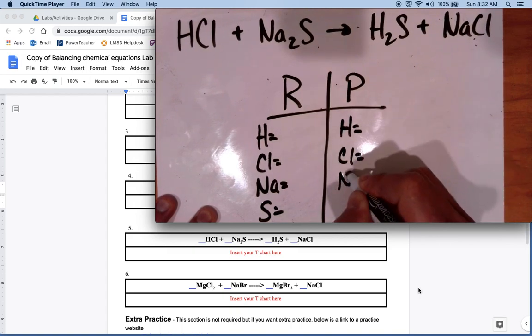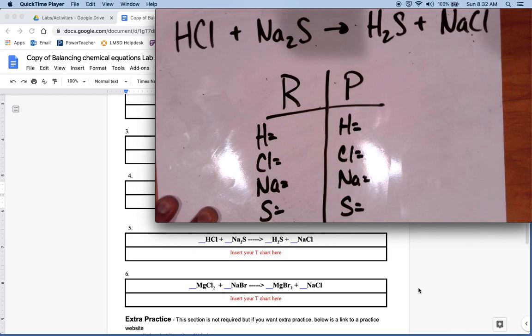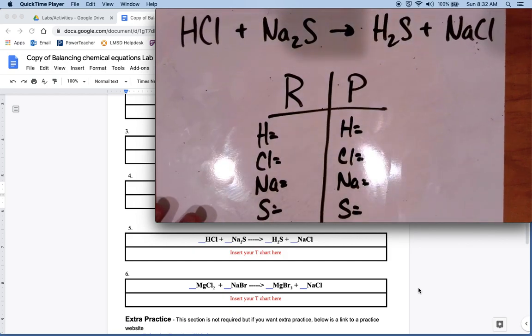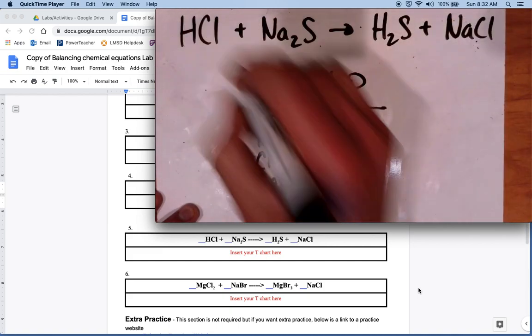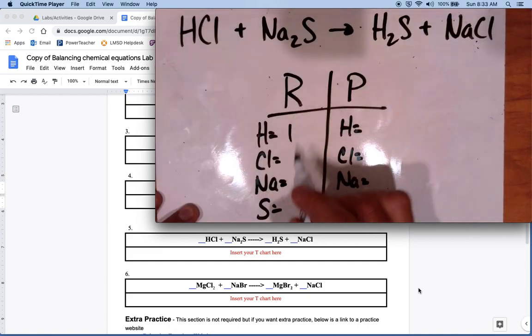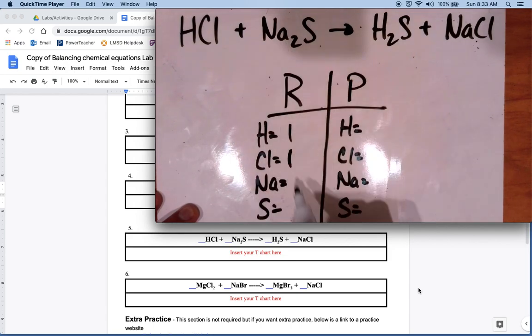You're always going to have the exact same on both sides. In any equation, you're never going to have something that's on one side that you don't have on the other side. It just never would work. Okay, so from here, we need to figure out how many of each do we have. So hydrogen, on the reactant side, I got 1. Chlorine, I have 1. Sodium, I have 2. And sulfur, I have 1.